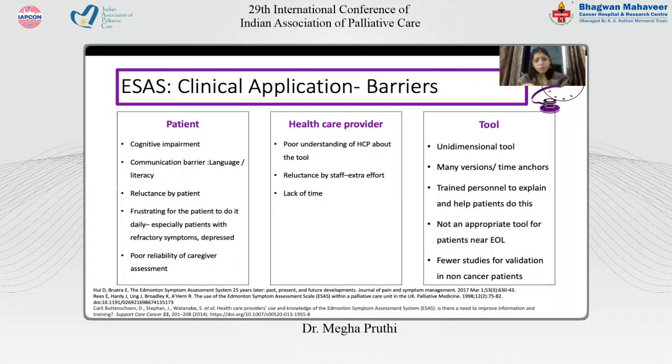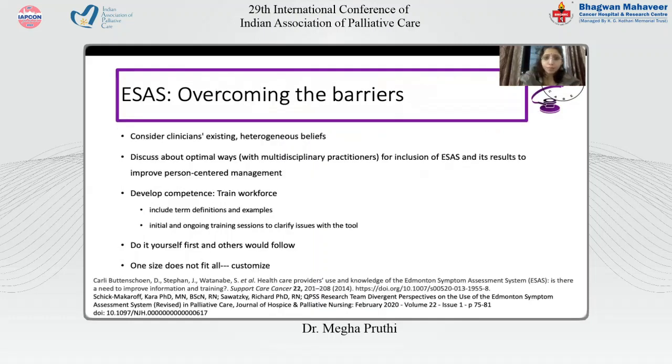So those things. Then overall, the tool is also unidimensional. We must remember this. There are many versions, so inter-institutional comparison may be a little difficult. Then trained personnel are needed. And also towards end of life, it's not very useful because the symptoms like lack of appetite, tiredness, anxiety, all these things, they do go up. And despite the best of management, the symptom distress score overall remains high. But the victory lies in overcoming these barriers.